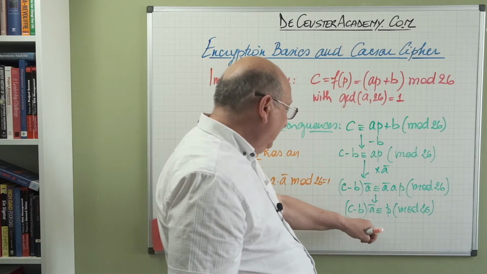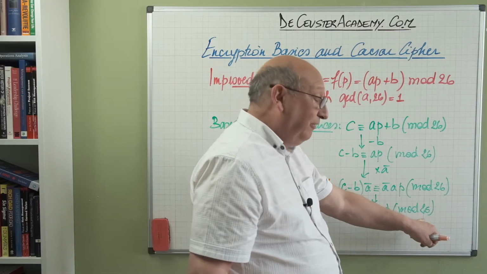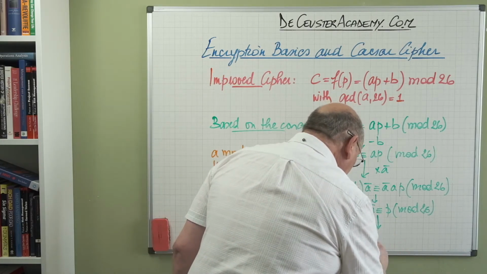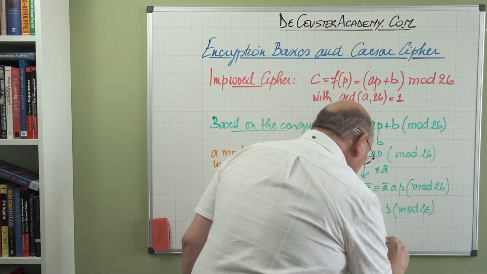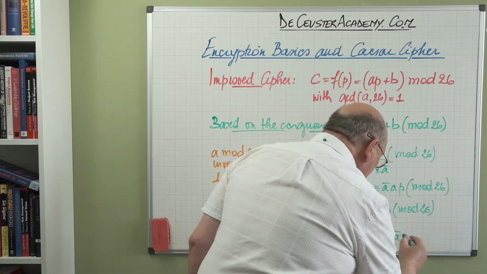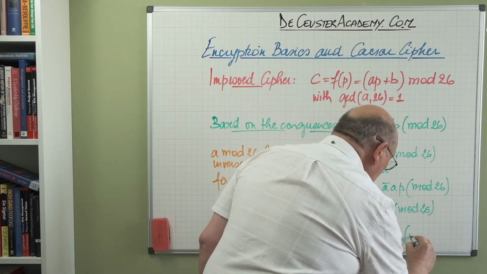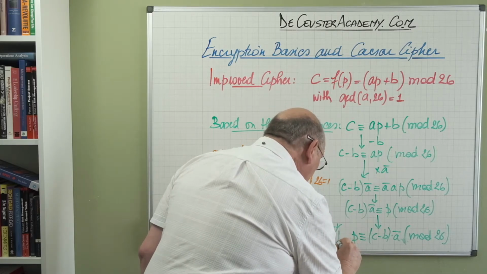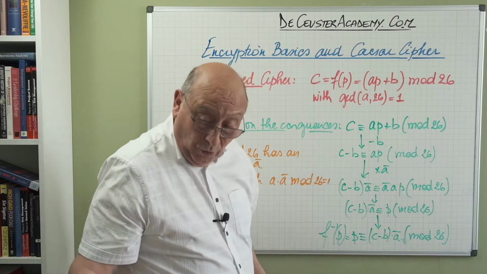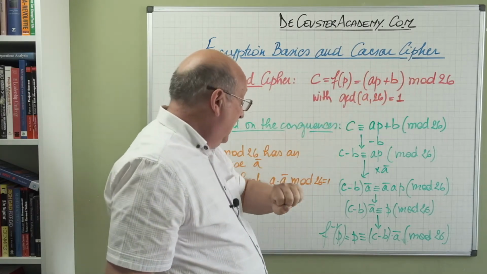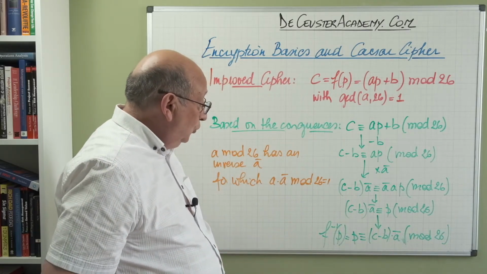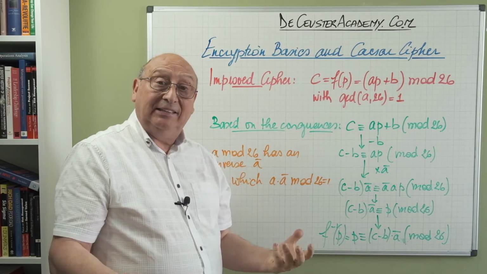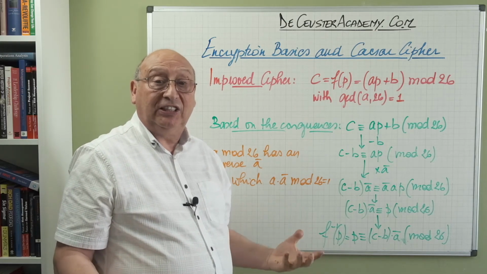And we can rewrite this as (C minus b) times a⁻¹ is congruent with P modulus 26. Since (C minus b) times a⁻¹ and P have the same remainder when divided by 26, I can say the final expression is that P is congruent with (C minus b) times a⁻¹ modulus 26. And this is basically f⁻¹(P) in this case. So we have the encryption cipher and we have the decryption cipher. And let's do a simple exercise to show how we use this formula to encrypt one letter and then to decrypt it again, and we should have the same result.